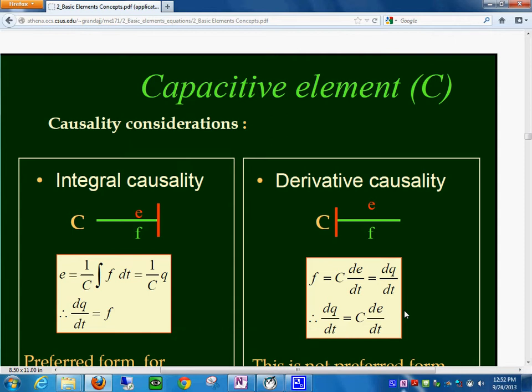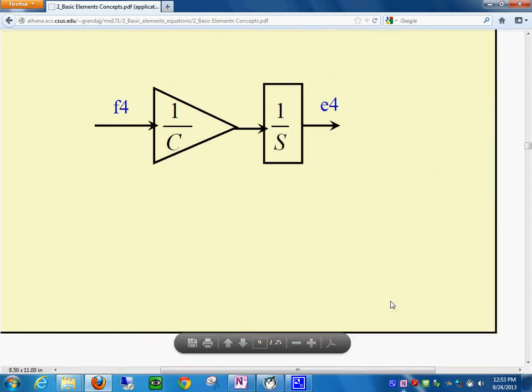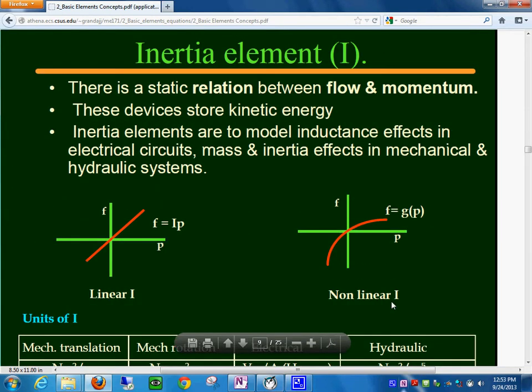Examples of this element: spring, capacitor, hydraulic system like a tank, or on a rotational system would be a damper as well. So this is a C element. Then you have, that's the representation that we saw.